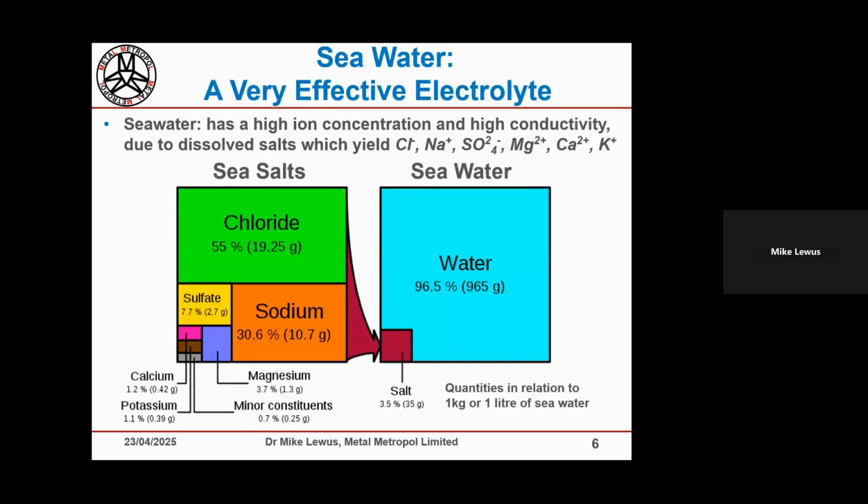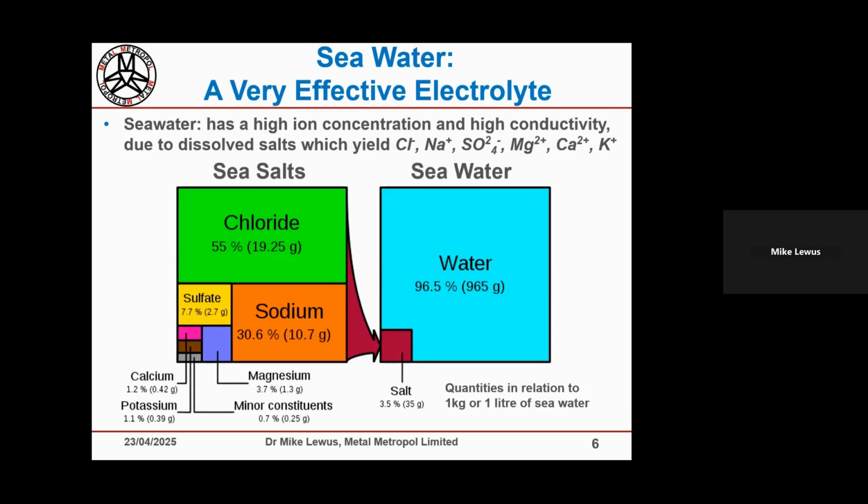Well, take a step back. What is seawater? Well, it's a very strong electrolyte, and by strong I mean there's a lot of dissolved salts in seawater, which really give rise to a lot of different ions. And as a result of the presence of those ions, seawater is very conductive.